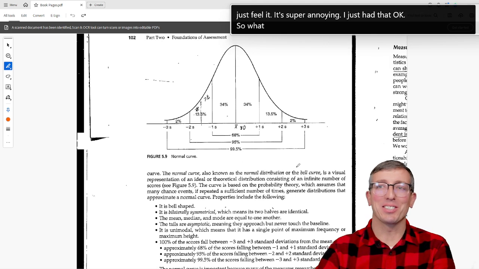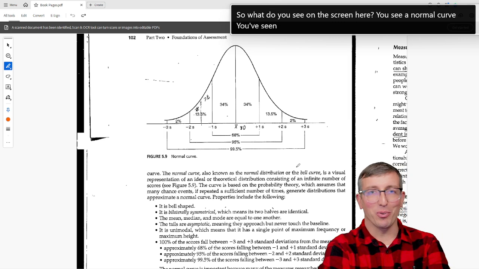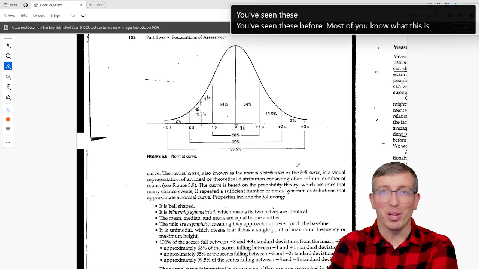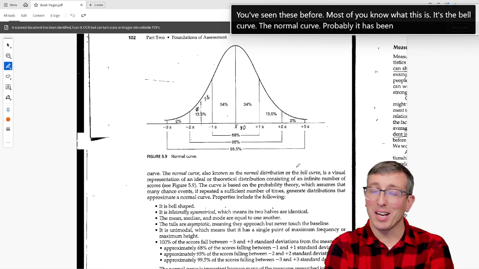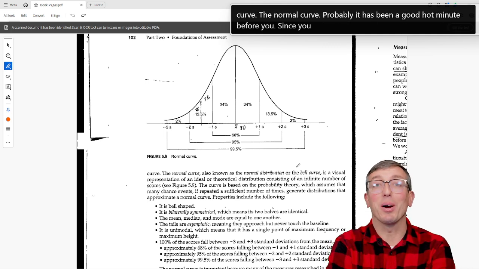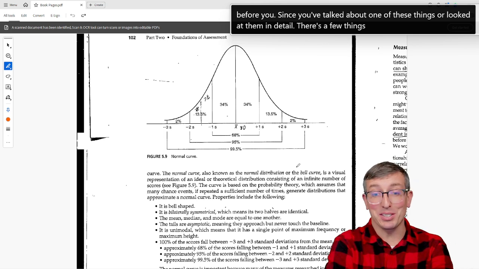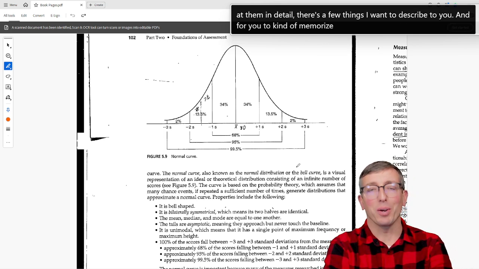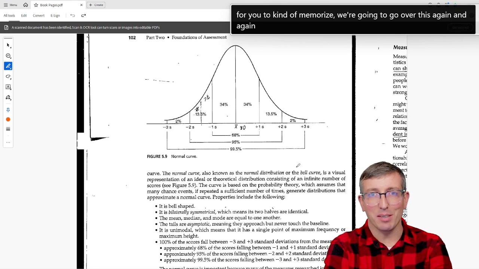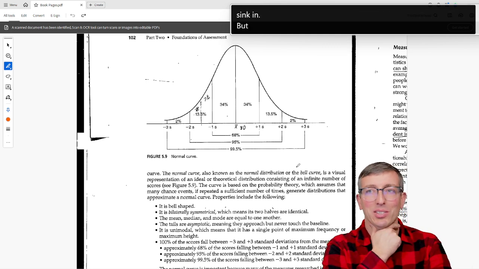So what do you see on the screen here? You see a normal curve. You've seen these before. Most of you know what this is. It's the bell curve, the normal curve. Probably it has been a good hot minute since you've talked about one of these things or looked at them in detail. There's a few things I want to describe to you and for you to memorize. We're going to go over this again and again several times and repeat it to help it sink in. But this is the normal curve.